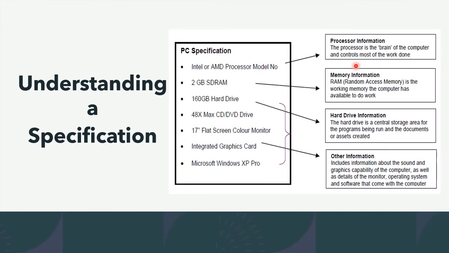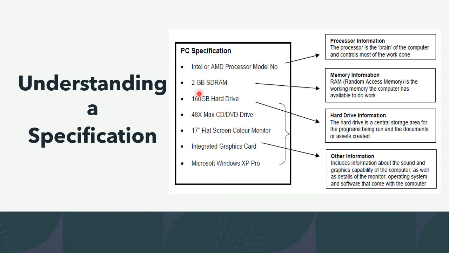Now take a look at the sample specification of the computer that we have on screen. So first we have here the processor information. It is the Intel or AMD processor model, and then its number. The processor is the brain of the computer and controls most of the work done. So it is very important to consider the processor.